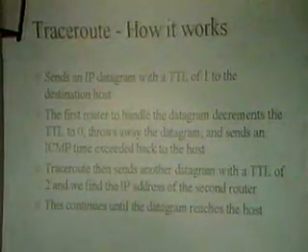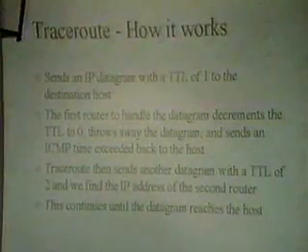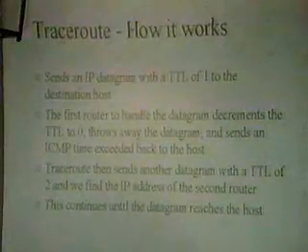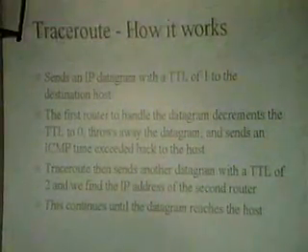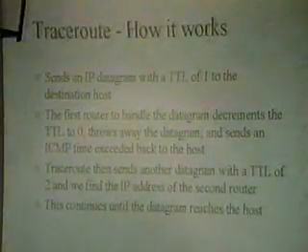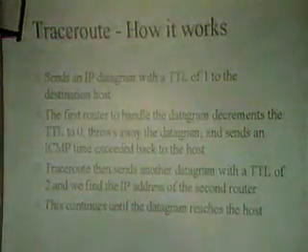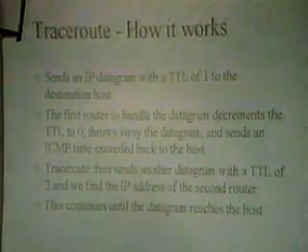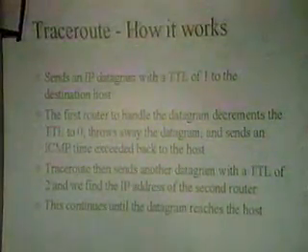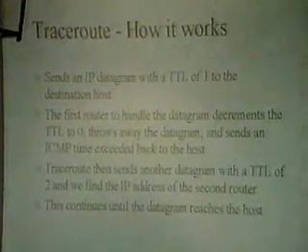An explanation of how traceroute works. Traceroute sends an IP datagram with a time to live of 1 to the destination host. If you remember a minute ago, I mentioned the time to live is essentially how many routers that packet can traverse before it's going to be dropped. So obviously, once it gets to the first router and is passed to the host, that packet is going to be decremented to 0. That packet is going to be dropped by that router. That router is then going to send an ICMP time exceeded back to the host.